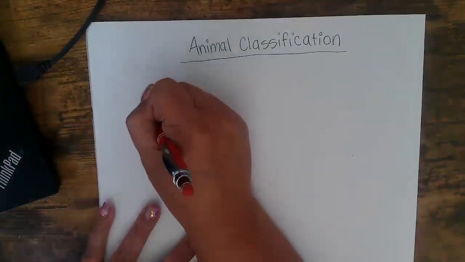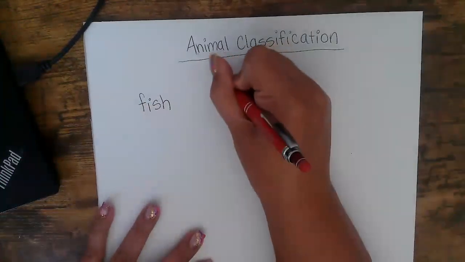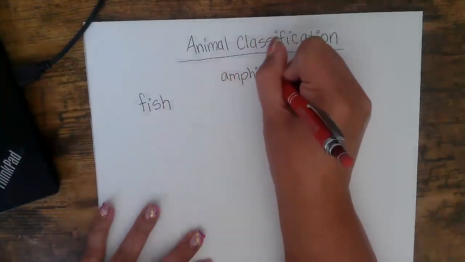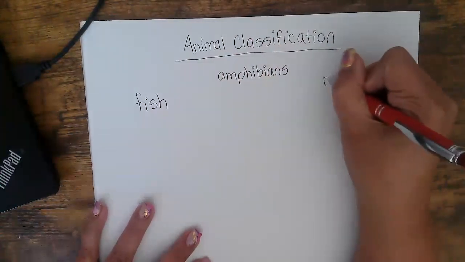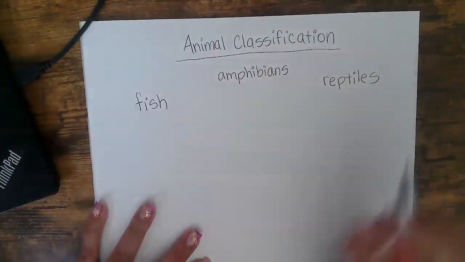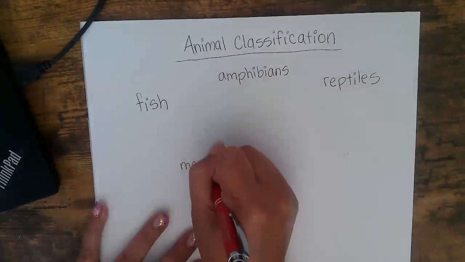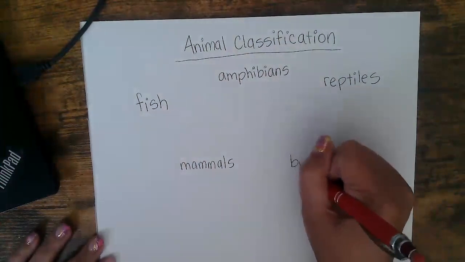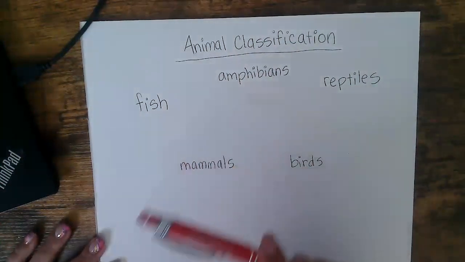There are fish. There are amphibians. There are reptiles. There are mammals. And there are birds. I'm going to pause. You write this down.